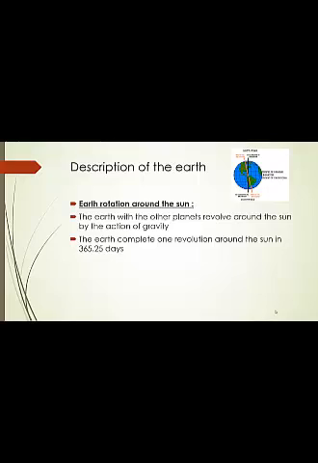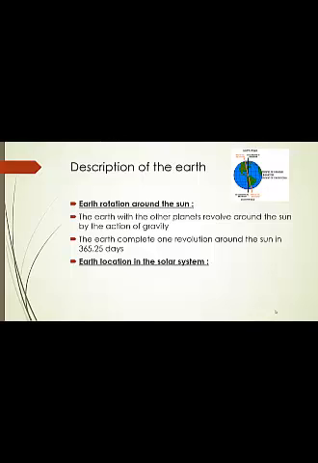The Earth completes one revolution around the Sun in 1 year, which is equal to 365 and a quarter days, and this causes the sequence of the 4 seasons.